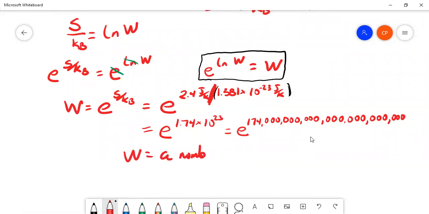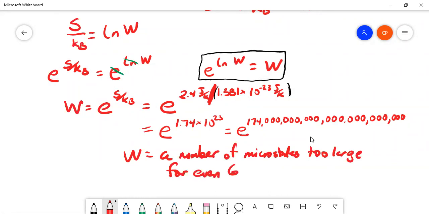A number of microstates too large for even Google's calculator to handle. And I think that's a really big deal because, again, Google is named after the number that represents 10 to the 100th power. Google is named for a really big number. You would think a Google calculator would handle really big numbers well, and no.